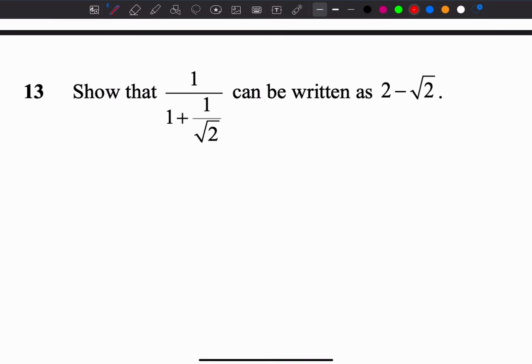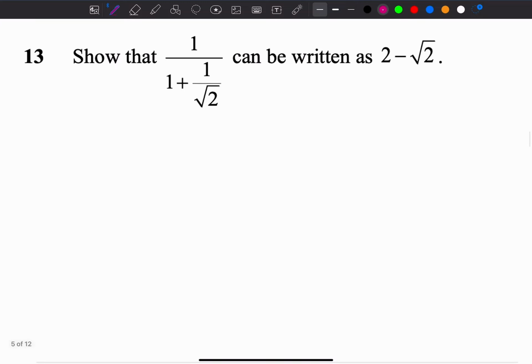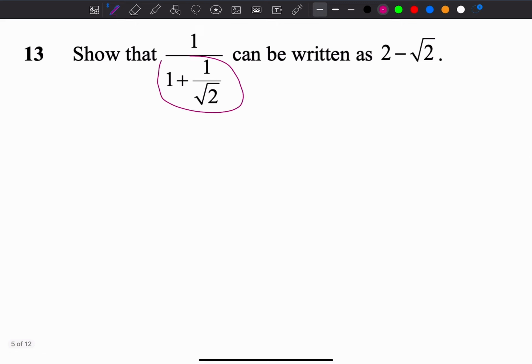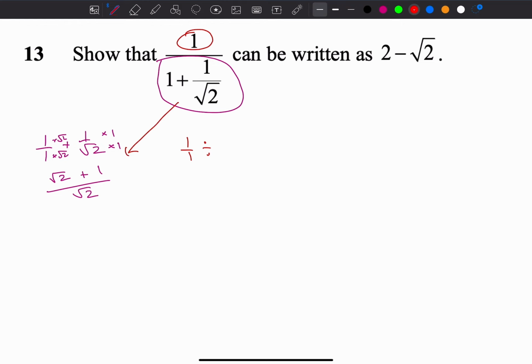Okay. Show that this can be written as 2 minus root 2. Very simple. What you do is take the denominator and rewrite it. 1 means 1 over 1 plus 1 over root 2. How to make it here? Times it by root 2, times it by root 2. But this one is technically times by 1, but it's not going to make much of a difference. That will give you root 2 plus 1 over root 2.